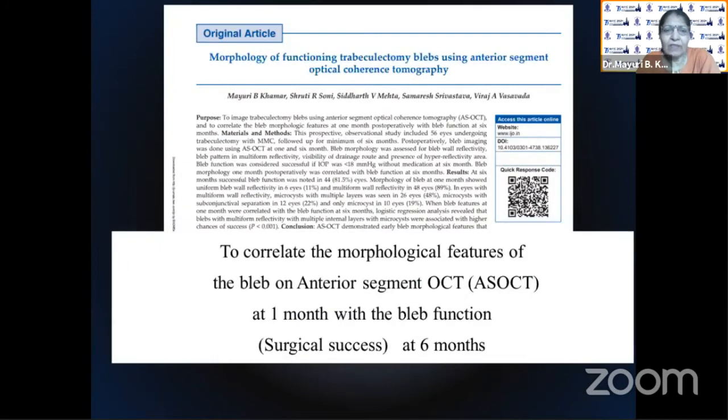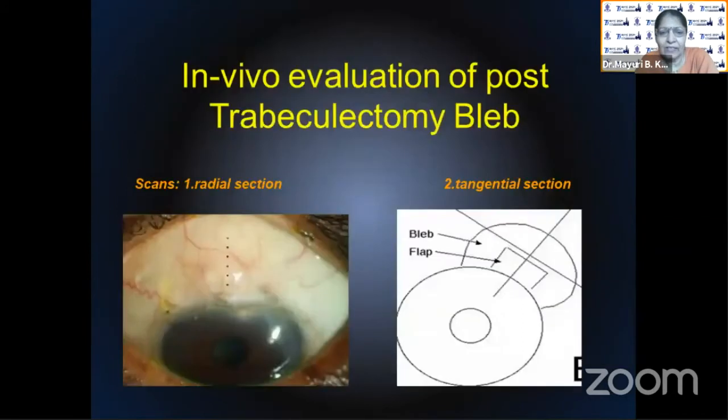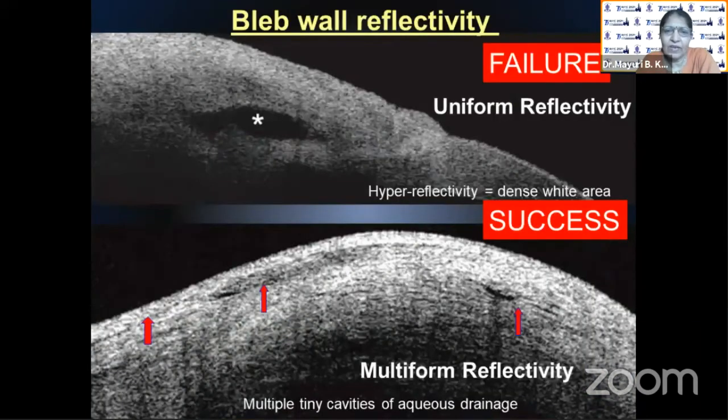The study we undertook aimed to correlate the morphological features of the bleb on anterior segment OCT at 1 month with the bleb function, or surgical success, at 6 months. Two sections are taken from the highest bleb elevation; radial as well as tangential sections were taken.